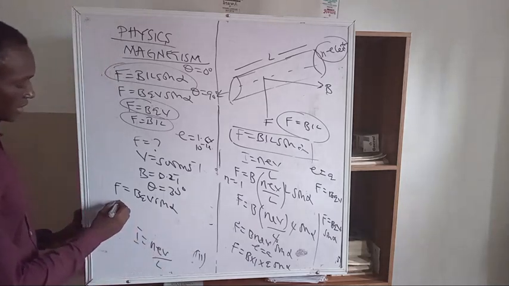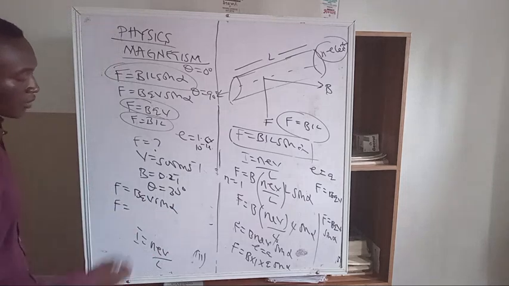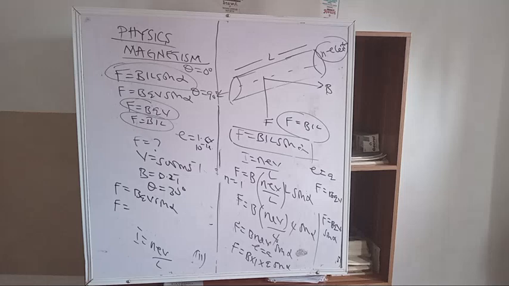So to calculate my force, I have F. What is the value of B? The value of B is 0.2. What is the value of Q? The value of Q is 1.6 times 10 raised to the power minus 19. Then what is the value of V? V was given to be 500, so you multiply 0.2 by 1.6 times 10 raised to the power minus 19 by the velocity, which is 500. Then the alpha, which is theta, was given to be 30 degrees. Sine 30 is 0.5, of course.